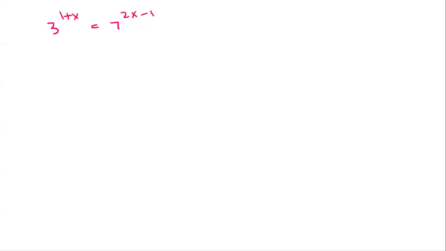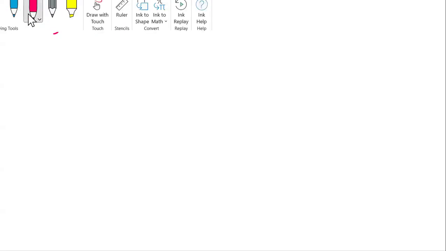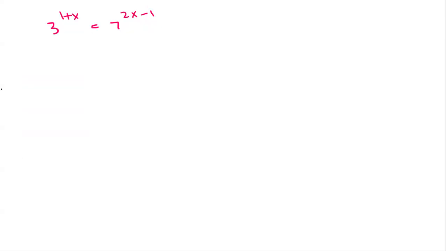All right, so again, the first thing is we look at the bases to see if we can match the base, and in this case, we can't, okay? So what we need to do is we need to use ln in this situation. So we're going to multiply both sides by ln. So ln here, ln here. So this becomes ln of 3 raised to the 1 plus x, and then ln of 7 raised to the 2x minus 1.